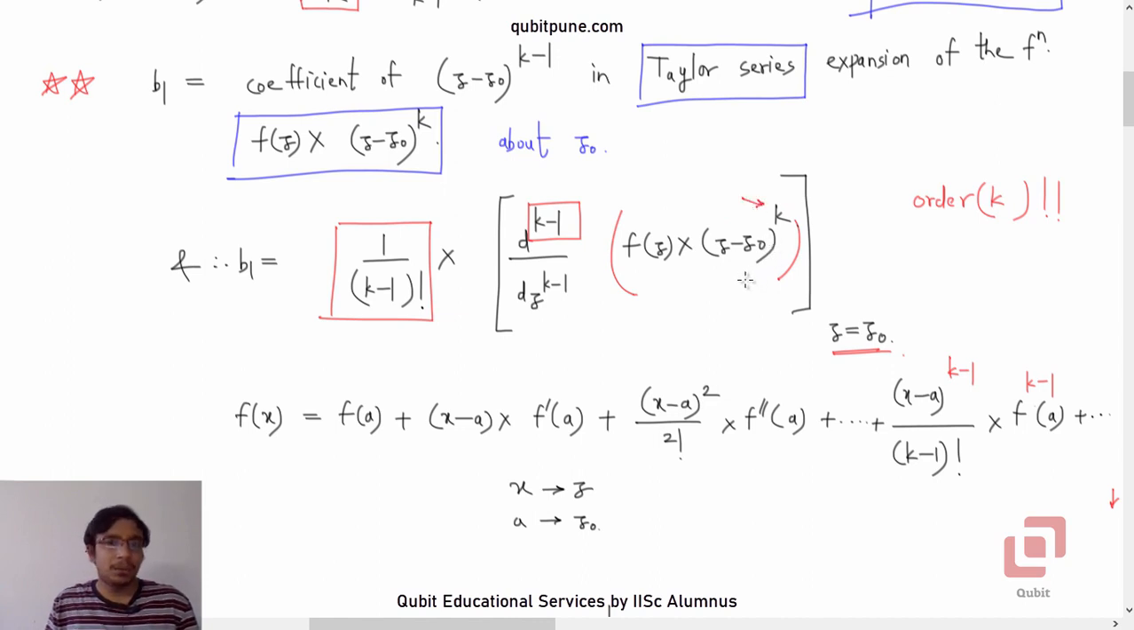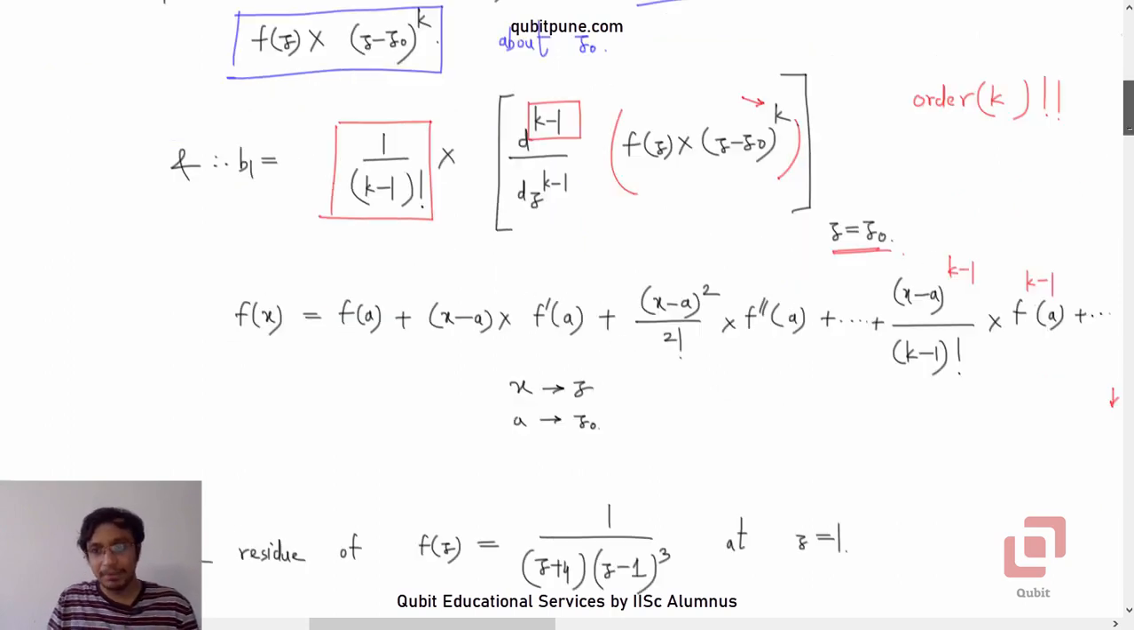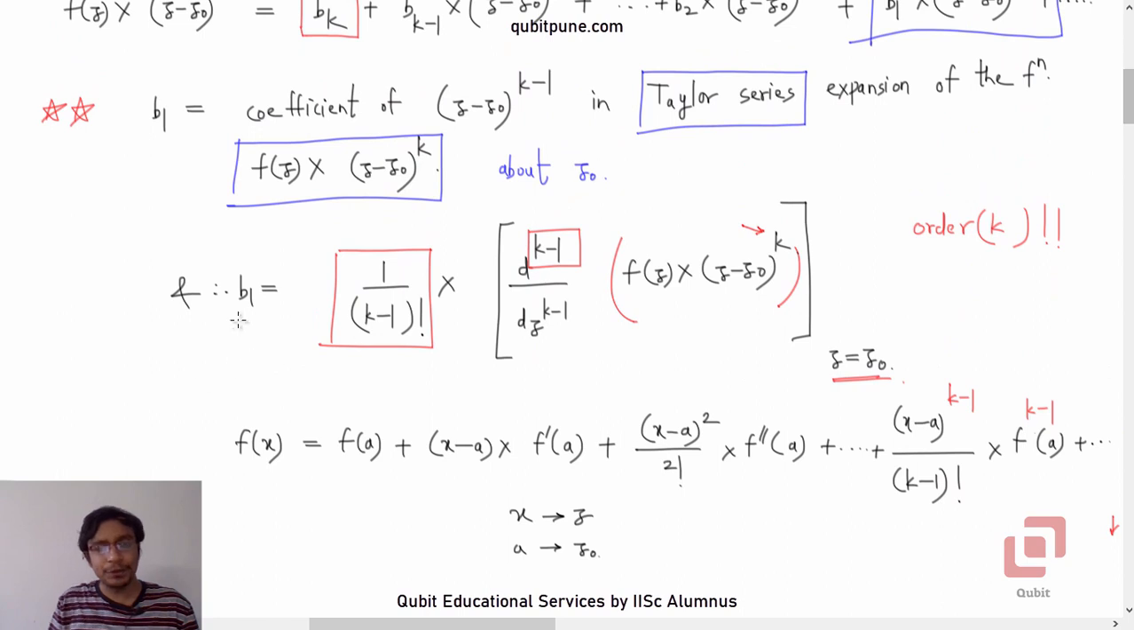Alright, now we'll see whether this fits into the old formula for b1 where k was equal to 1. Well, yes, it does fit. Because there what we had for b1 was simply the limit as z tends to z0 of f of z into z minus z0. Because k is now equal to 1, so it fits because it is 0th derivative. Now 0th derivative of any function is the function itself.